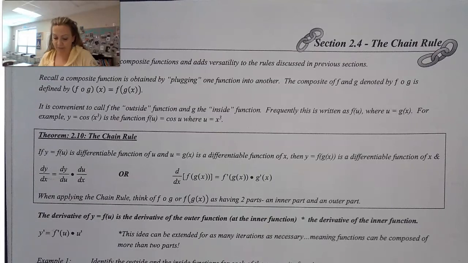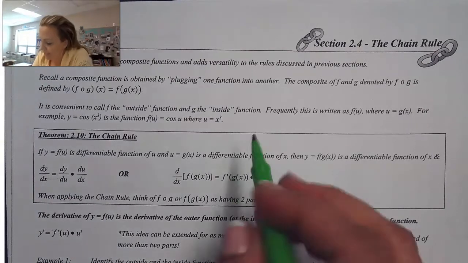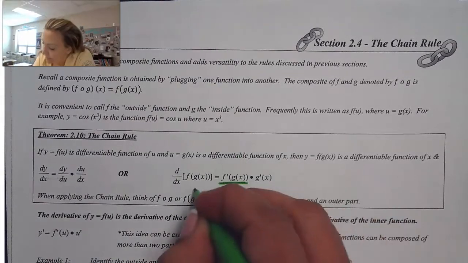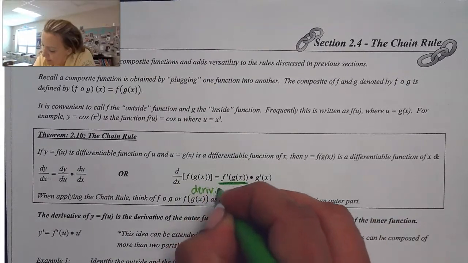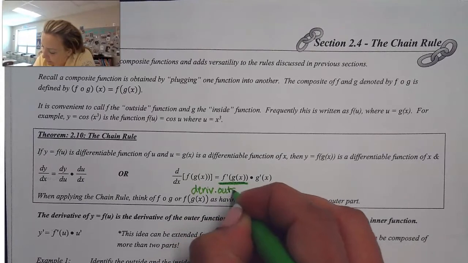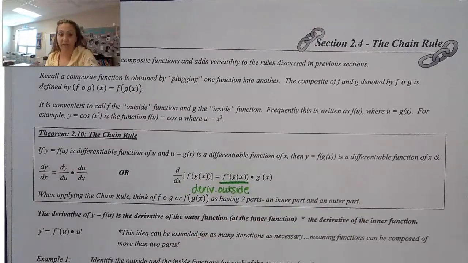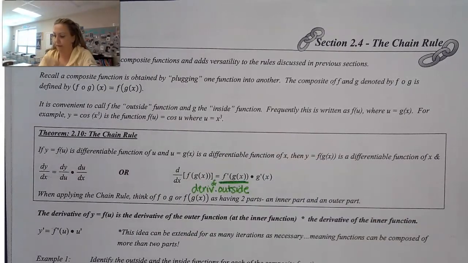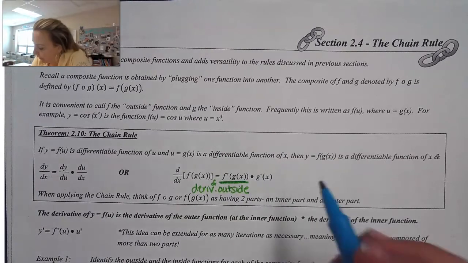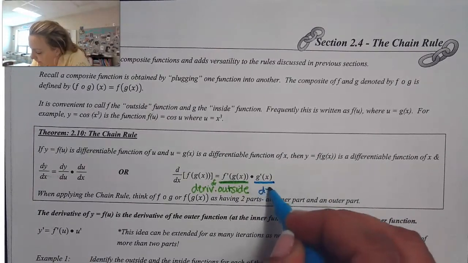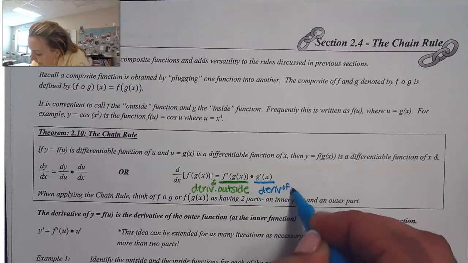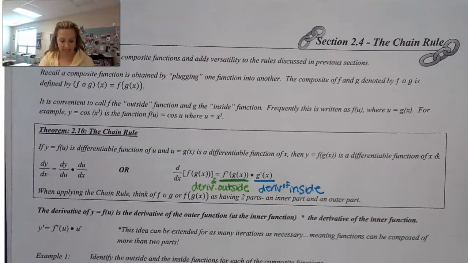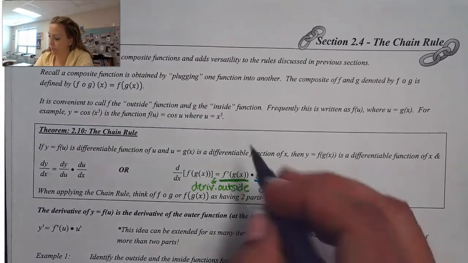Essentially, when we find the derivative, the dy du, or the f prime of g of x, that's the derivative of the outside function. And the g prime of x is the derivative of the inside function. Okay, don't worry, we'll practice that. And those things get multiplied together.